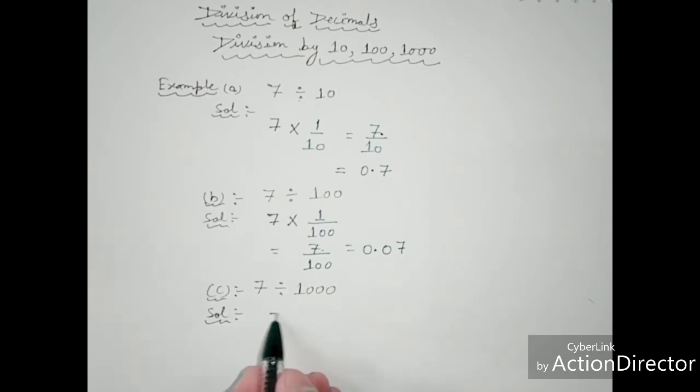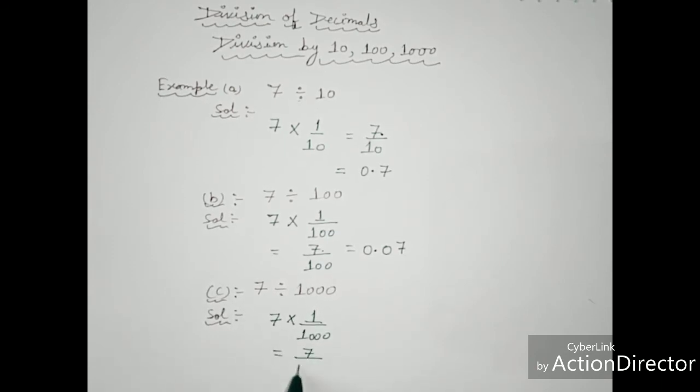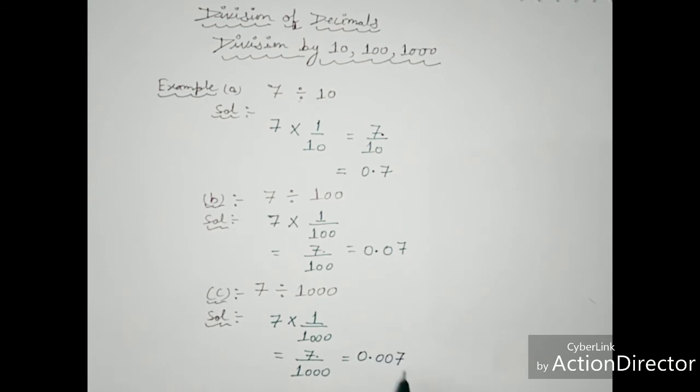Now 7 divide symbol changes into multiplication, then 1 upon 1000, then 7 upon 1000 equals, here 3 zeros and the decimal is here, so we move the decimal to the left-hand side in 3 places, so we write 0.007.